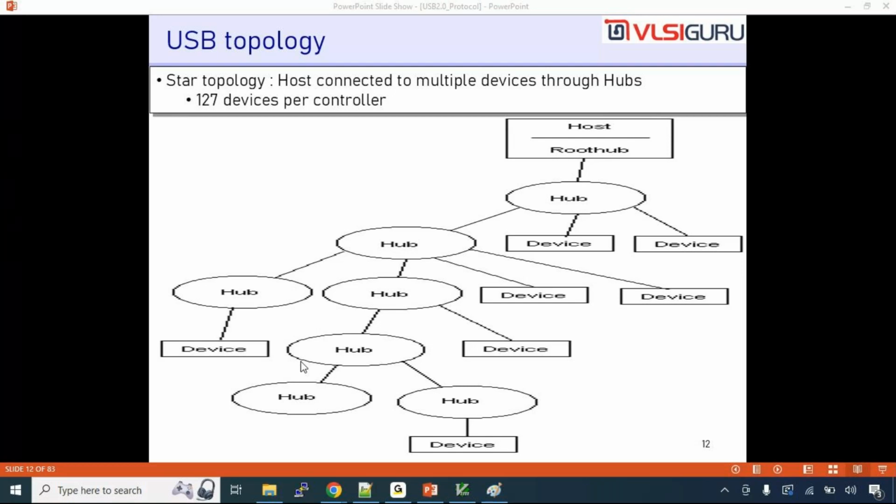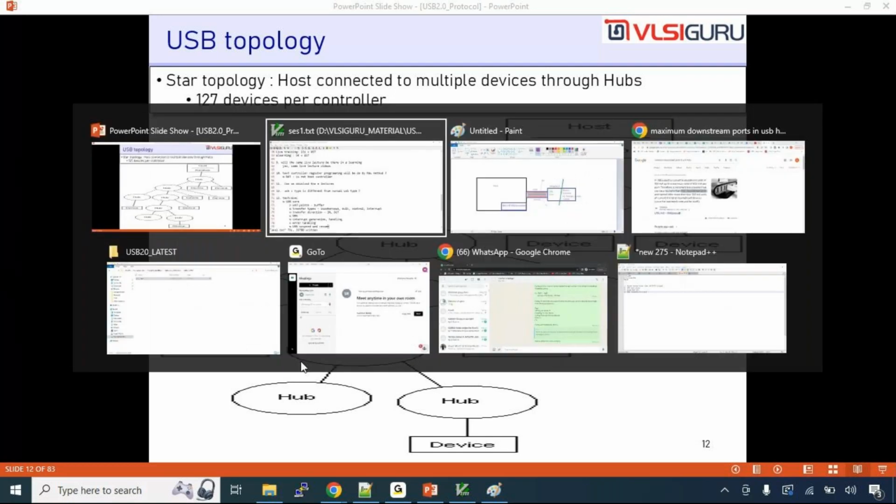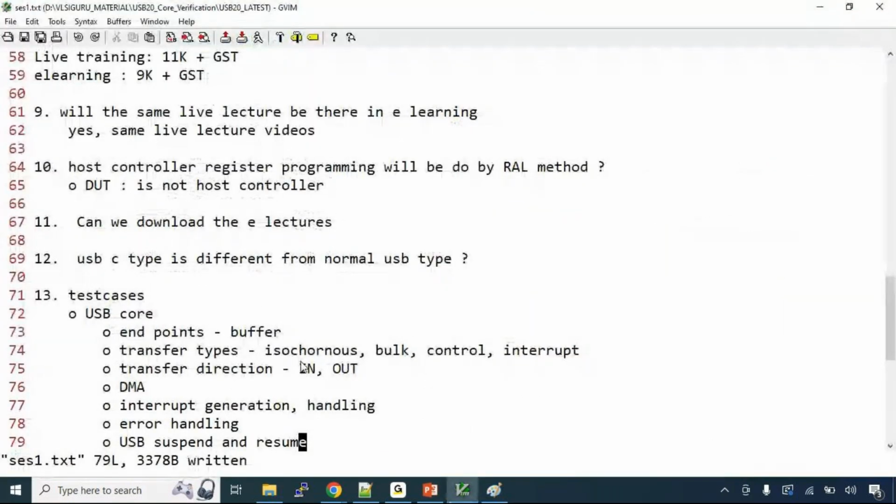In this course, are we writing the verification code only, or is the DUT already available and we are only giving the test cases, or are we doing both? No. Our RTL code is already available. For that, we are going to set up the test bench. Yes. Okay.